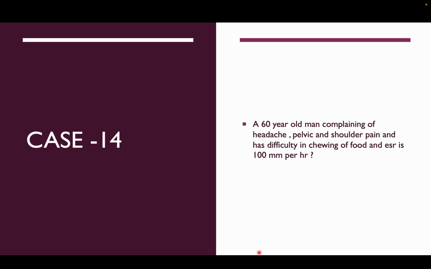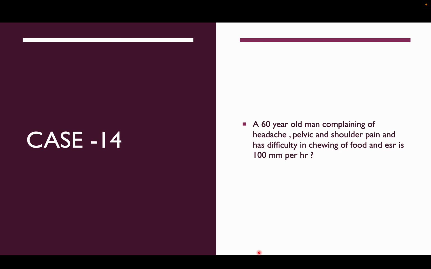It is associated with giant cell arteritis. So polymyalgia rheumatica should always be suspected in the elderly, especially more than 60 or 65 years, presenting with headache and pelvic and shoulder pain. So how do you differentiate fibromyalgia? In fibromyalgia ESR won't be elevated, and they will have tender points also. That is how you differentiate.